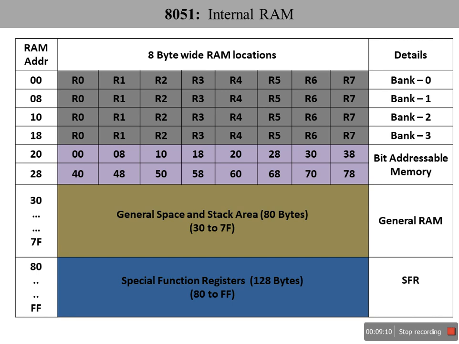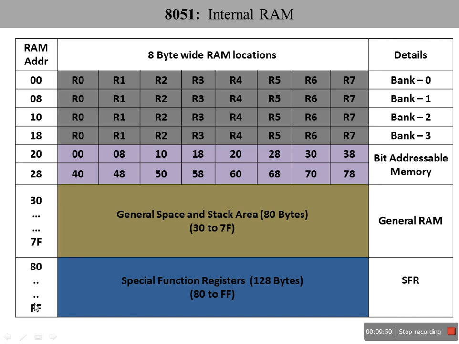Okay, let's look at the internal details of the RAM. The basic thing to understand here is the internal division of the RAM. The internal RAM of 8051 is 128 bytes. On this side we have addresses, on this side we have details of what the RAM is, and this is how the memory is being divided. Here the RAM addresses are 00 up to 7F. This comprises 128 bytes of RAM.